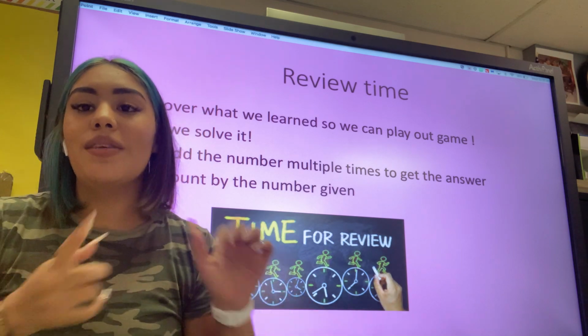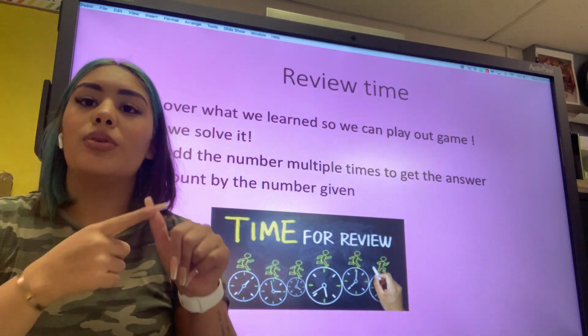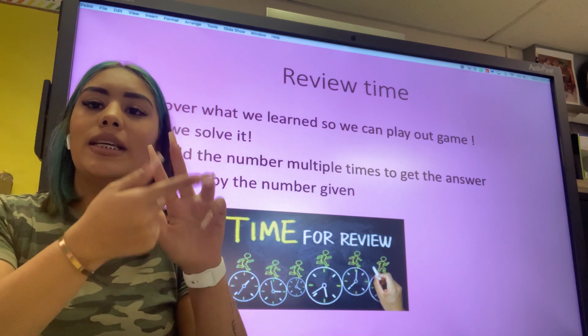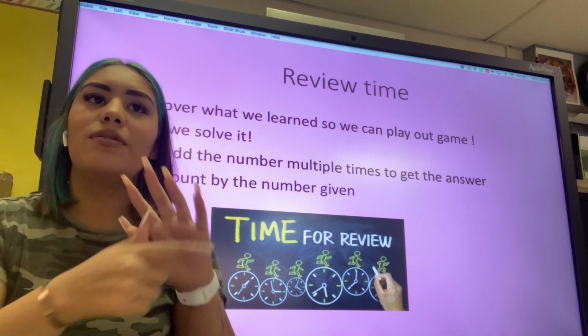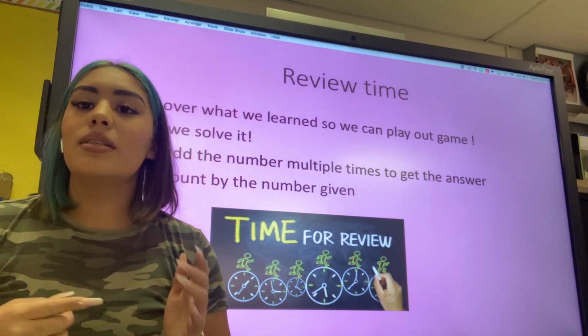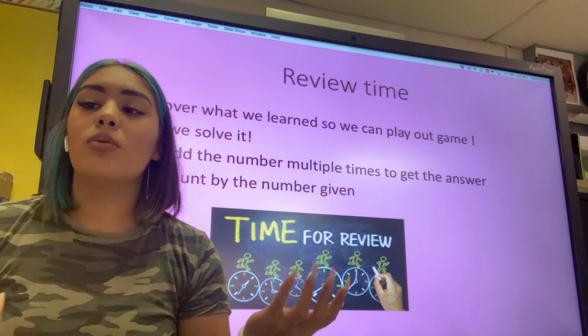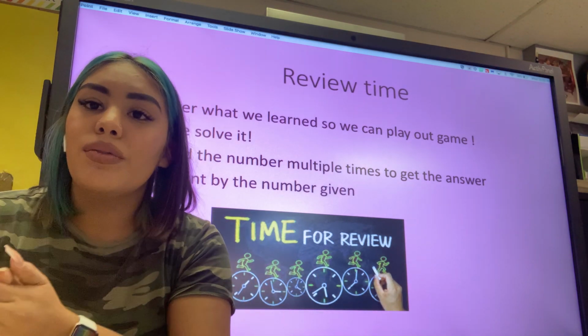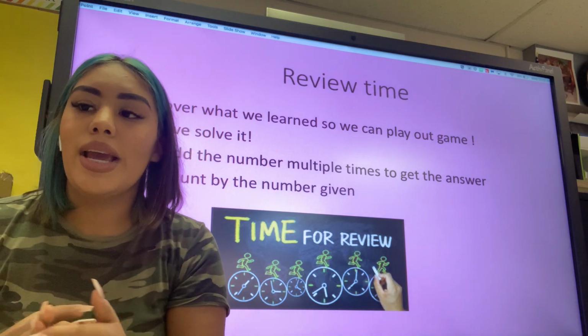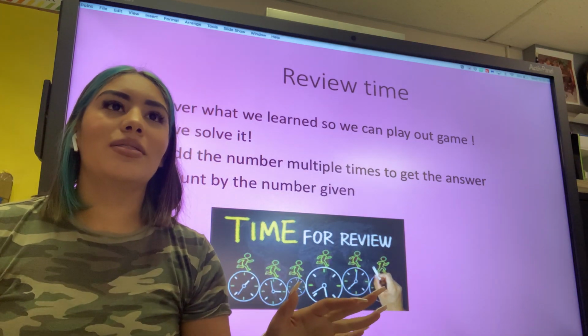So how we counted by 5s, 5, 10, 15. We can do 3, 6, 9, 2, 4, 6, 8, 10, 20, 30, 40, 50. 4s, and 1, 2, 3, 4, 5 for 1s. You guys can take any number given to you and count by that number, okay? Any questions so far? We're good?